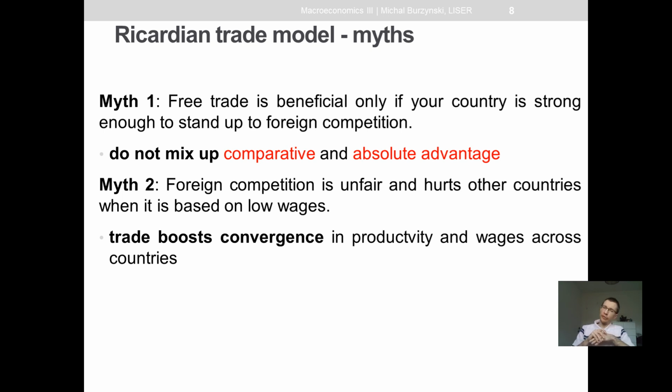We have in the history of macroeconomics very many examples of countries which were initially very, very poor. They opened up to trade and they managed to converge in terms of productivity and wages with the countries which were highly developed. Examples? Yes, please. Japan, all the Asian tigers like Korea, Thailand, Taiwan, and nowadays China, of course, is one of the best examples, which tells you that foreign competition is actually good also for the countries in which the initial wages are rather low.